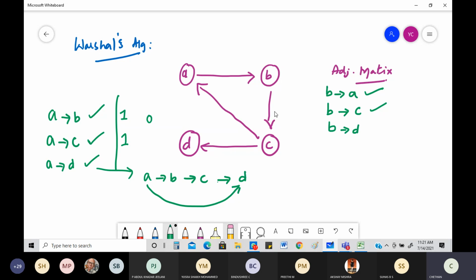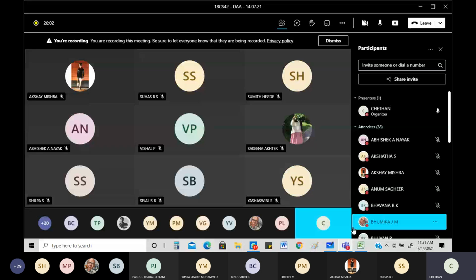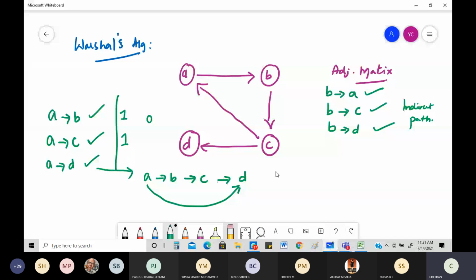When B to D, is there a path? Check. There is a path like this. Okay, I'm talking about indirect. All possible indirect paths will be your potential output. Okay, but just by looking at it, we can easily figure this out. What if you have more nodes? A lot of nodes. There are so many nodes that you can't figure this out. For that, what needs to be done? For that, we have a formula.